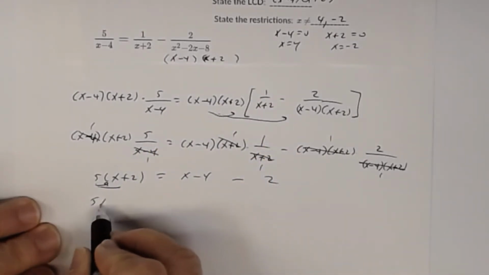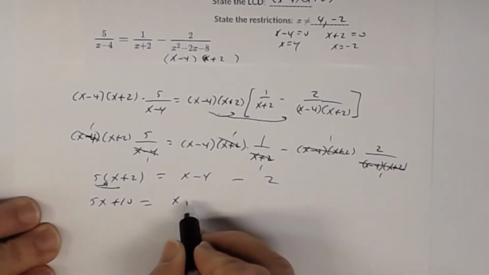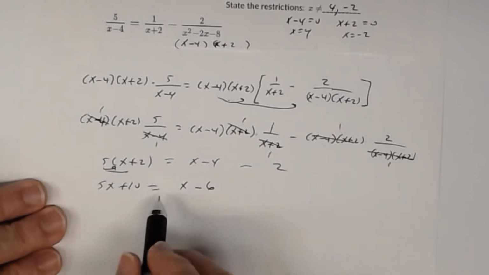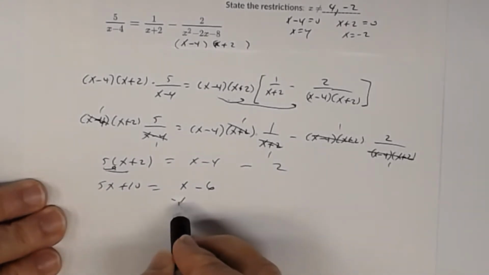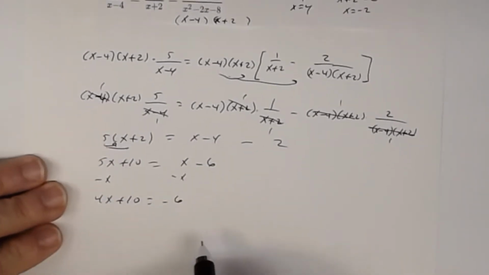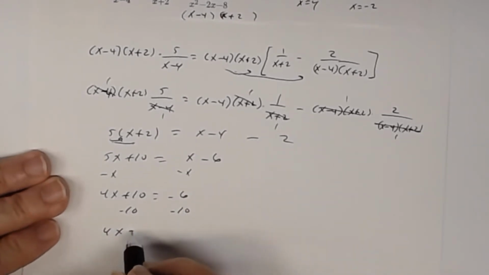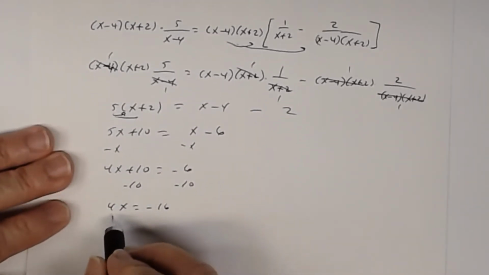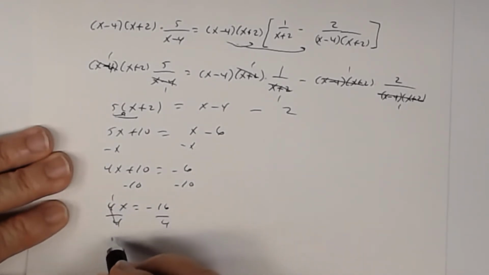All right, so I get 5x plus 10 equals x, and then over here, negative 4 minus 2 is a negative 6. Let's bring the variables to the left, the constants to the right. So I'm going to subtract x from both sides. So I get 4x plus 10 equals negative 6. Then subtract 10 from both sides. I get 4x equals negative 16. And then divide both sides by 4. 4 divided by 4 is 1, 1 times x is x. I get x to be negative 4.